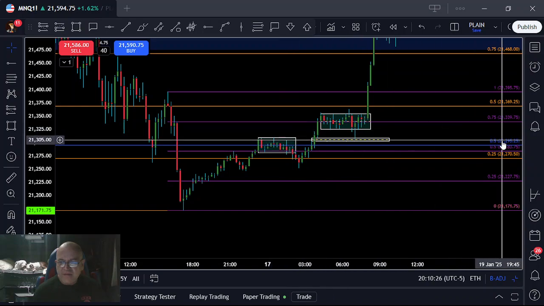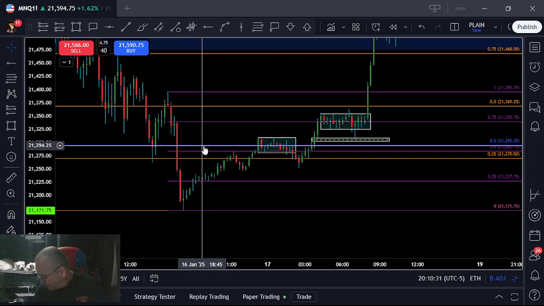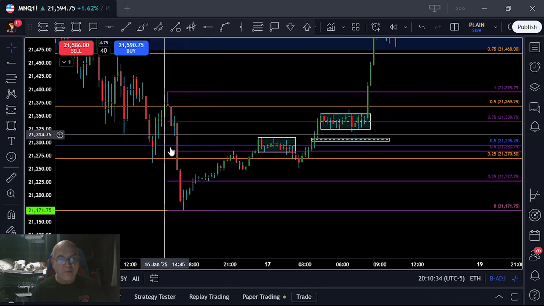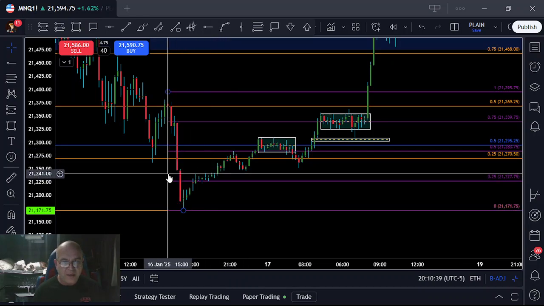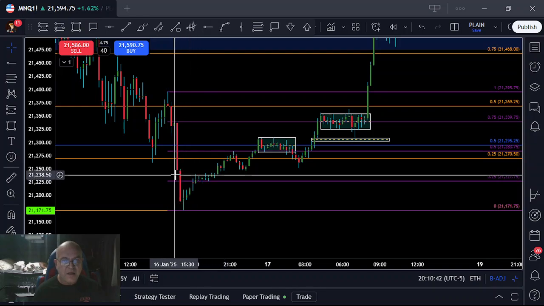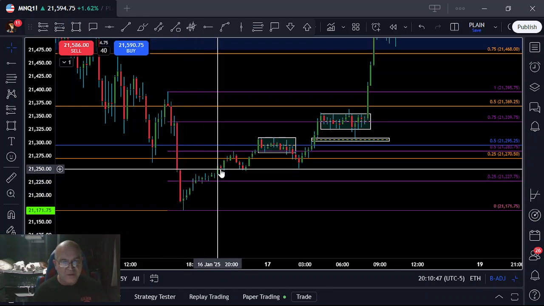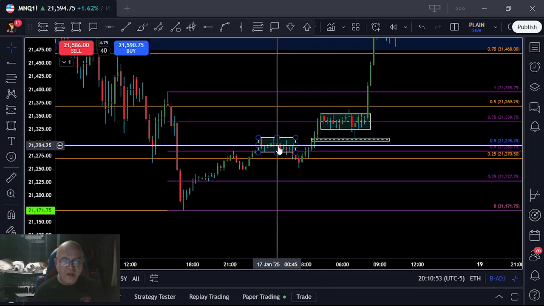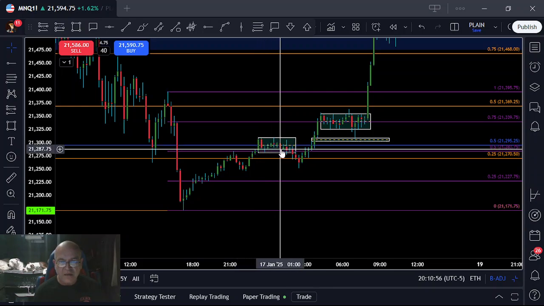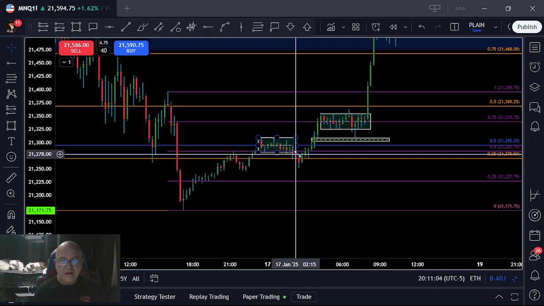We're ranging right at the 0.5. We broke through this, the 4 hour, the blue. So we broke through into discount pricing and immediately started heading back up and inverted this fair value gap here. So that would be our last fair value gap breaking into discount pricing that was pretty much inverted right away. And then we come up and we get to the 50 and we chop around a little bit.